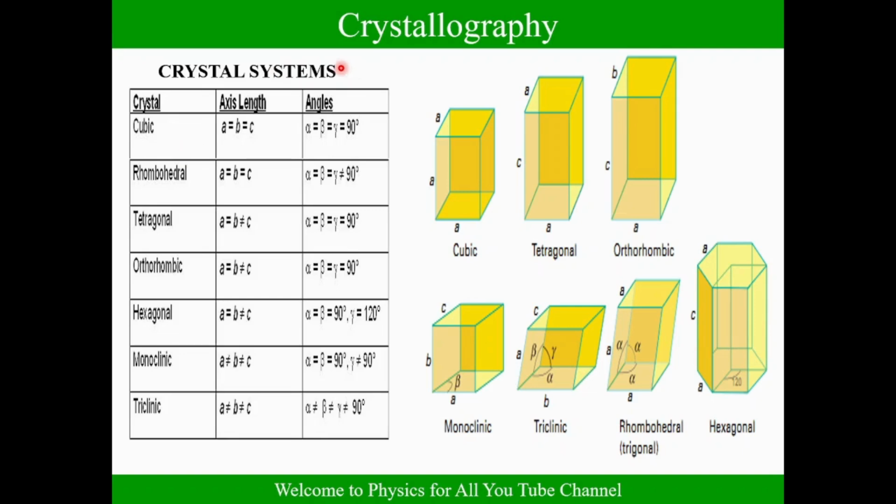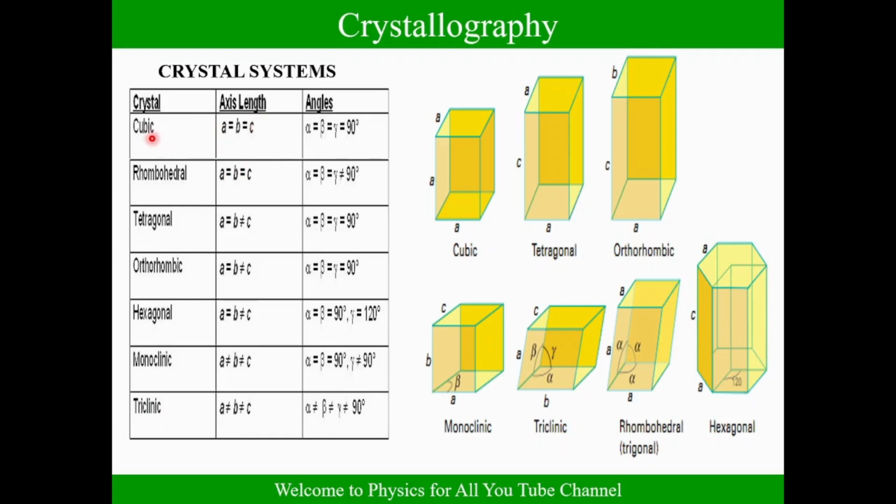This concept is very important for the essay question in the university end examination. Depending on the lattice parameters, the 7 types of unit cell shapes are called the cubic crystal system, rhombohedral crystal system, tetragonal crystal system, orthorhombic crystal system, hexagonal crystal system, monoclinic crystal system and triclinic crystal system. For these crystal systems, the respective dimensions are tabulated in the table.